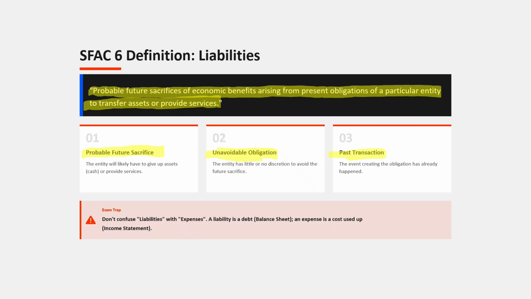Let's say you receive an invoice for services on December 28th. You have a liability on December 31st, even though you do not pay it until January. This is something you might see in the simulations. Always check the dates on the documents.